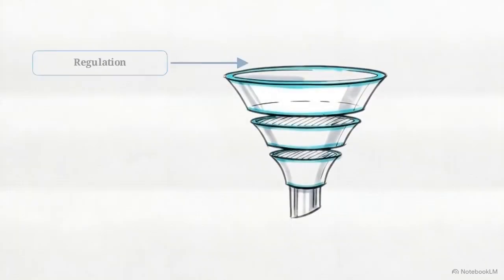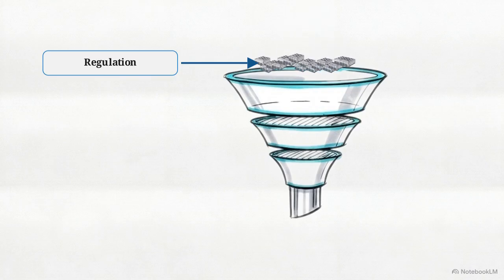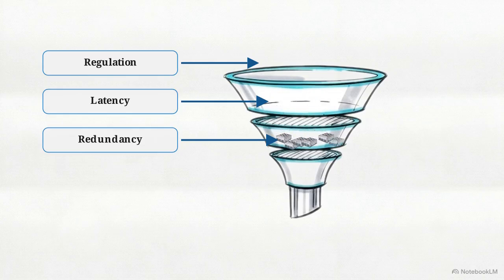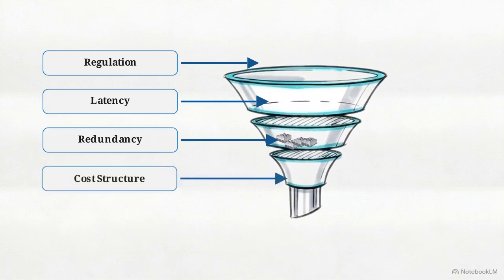At the very top of the funnel is regulation. Data residency laws are absolute. If a jurisdiction legally restricts where your user data can be stored, any region outside those borders is immediately eliminated from consideration. Once you have your legally compliant regions, you filter them based on your latency requirements to keep response times fast, and your redundancy needs to hit your uptime targets.